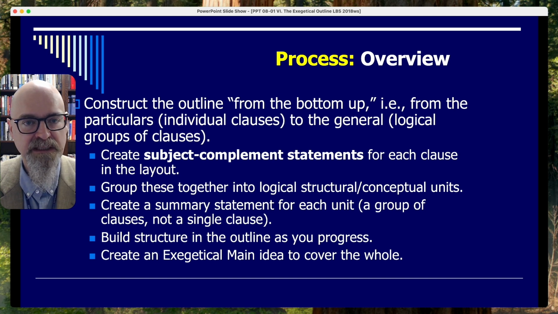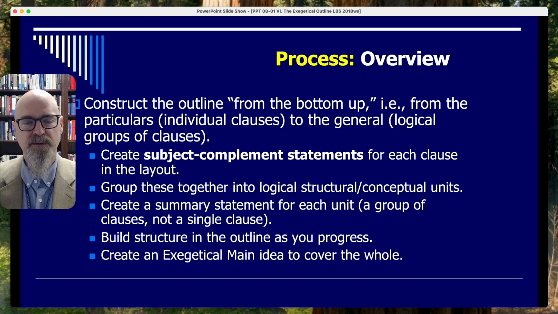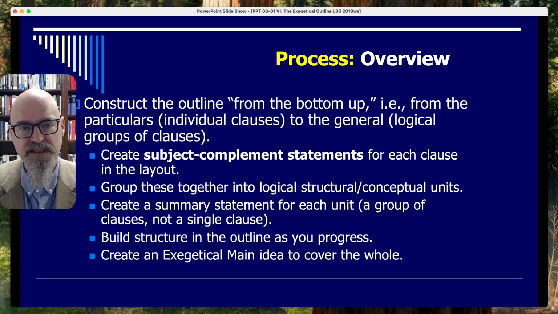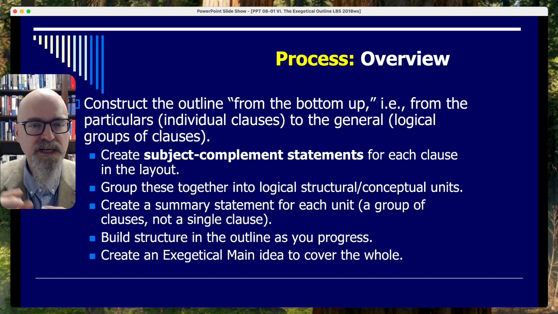So let's say you've got 15 lines in your layout. That means that you will start with 15 subject complement clauses that you then create. Then the next step is to group those into logical conceptual units. Think through what's being argued. For example, the first 5 might talk about the prior state of the Gentiles. Then the next 6 may talk about what Christ has done for us. And those then divide into the peace that Christ has brought, and then the unity that he has brought between Jew and Gentile. I mean, there's any number of ways that it could be organized in terms of the logic.